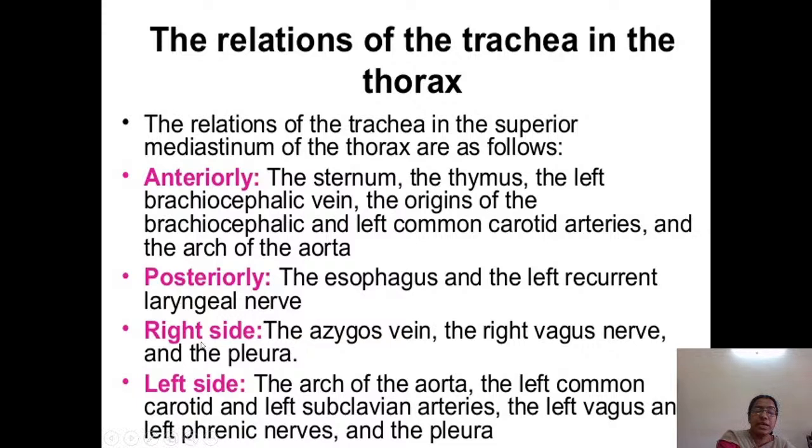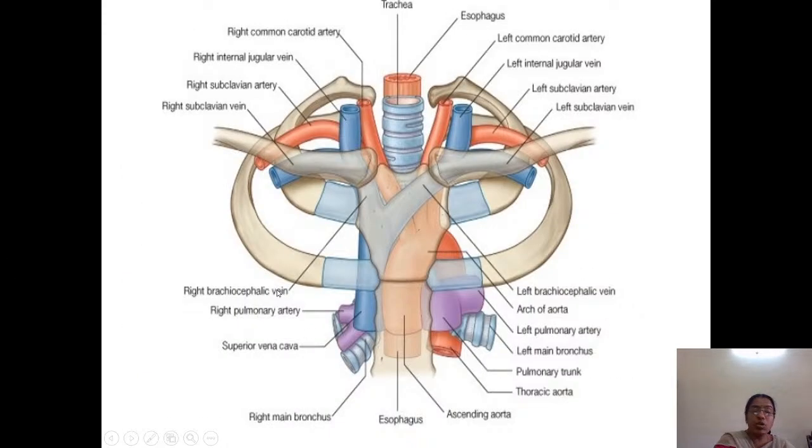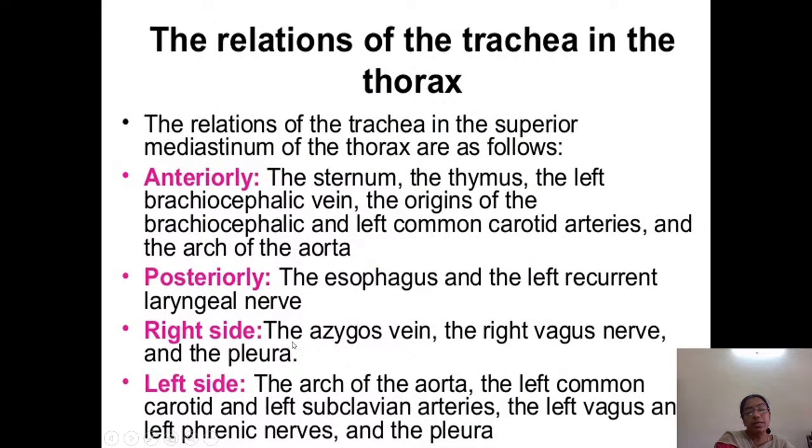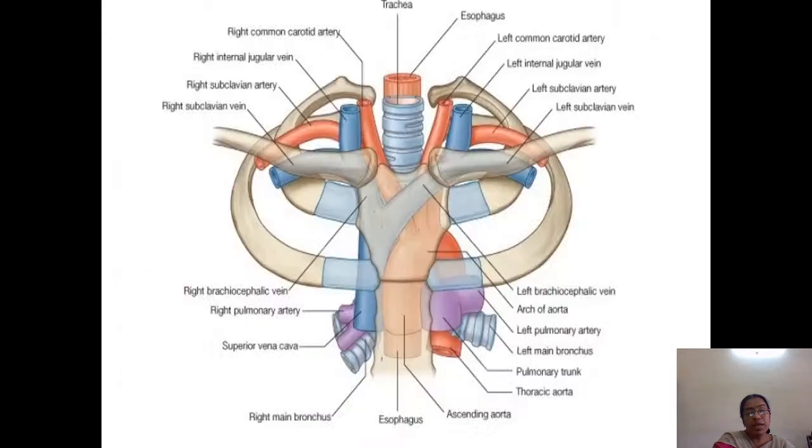Next, on the right side are the esophagus, the azygos vein and the right vagus nerve with the pleura. So on the right side, it is the azygos vein with the pleura that will be present. On the left side, it is the arch of aorta with its left common carotid and the subclavian vessels. So these are the relations of the trachea in the thorax.